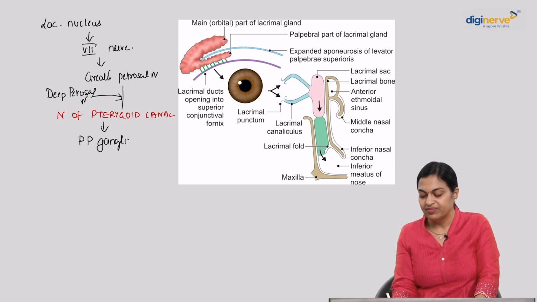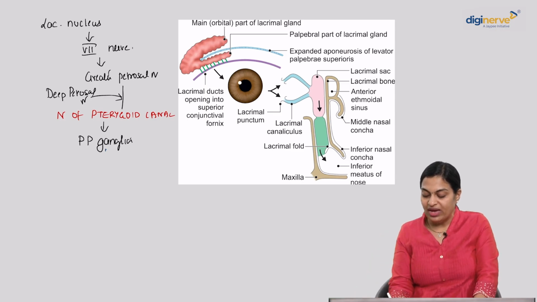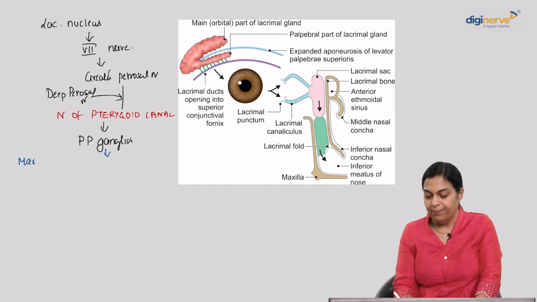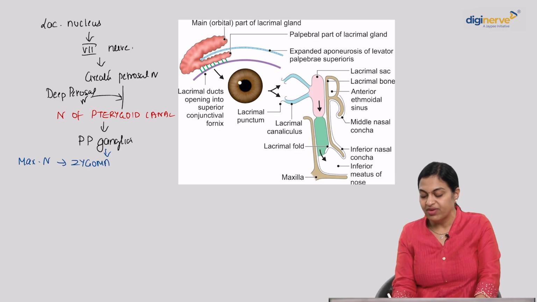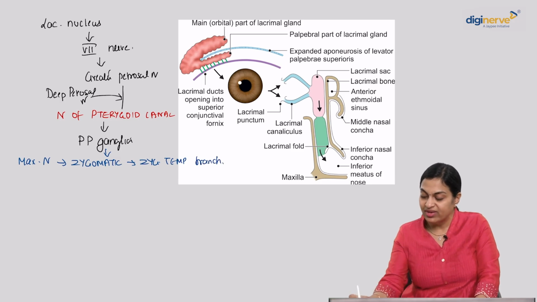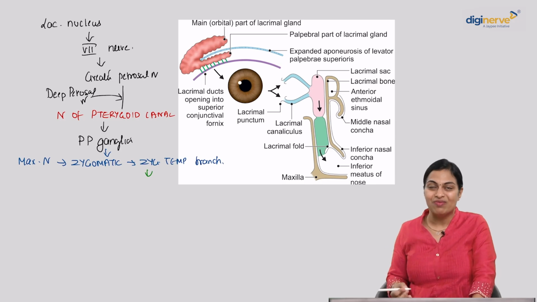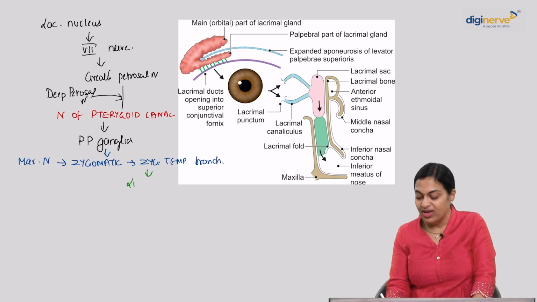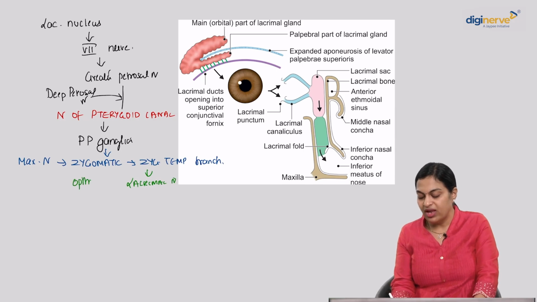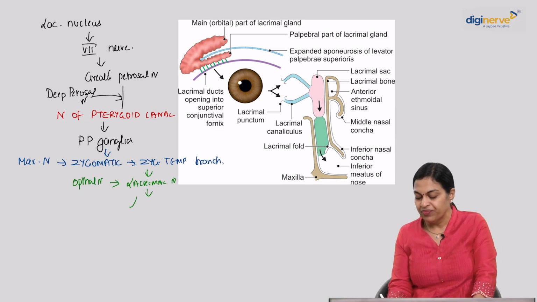pterygopalatine ganglia. The postganglionic fibers will pass through the maxillary division of the trigeminal nerve, its zygomatic branch, its zygomaticotemporal branch. Okay, and this zygomaticotemporal branch will hand over these postganglionic parasympathetic lacrimatory fibers to the lacrimal nerve, that is again a branch of the ophthalmic division of the trigeminal nerve. The lacrimal nerve finally supplies the lacrimal gland.